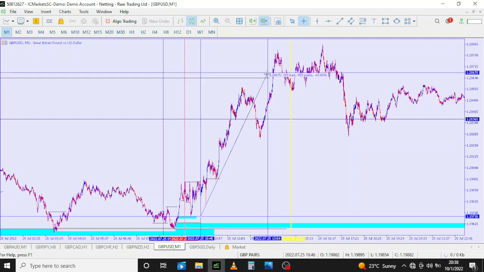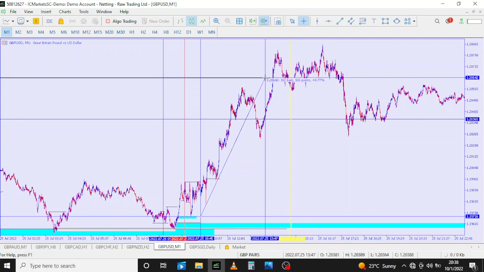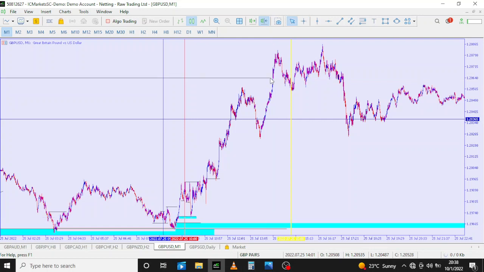2 pip stop loss and 90 pips. This is a nice one, it's 45. Around this area, even if you just close the entire profit, it's really cool. It's a nice RR.